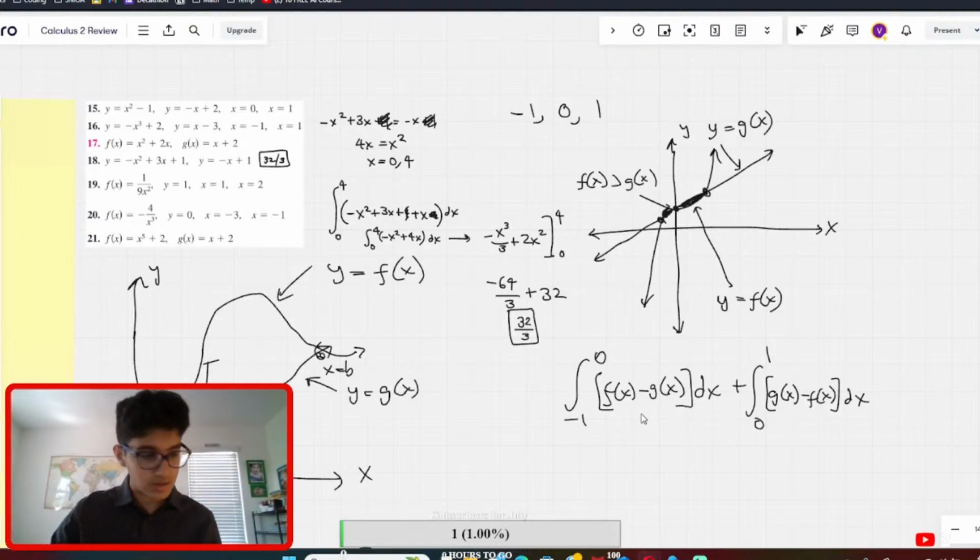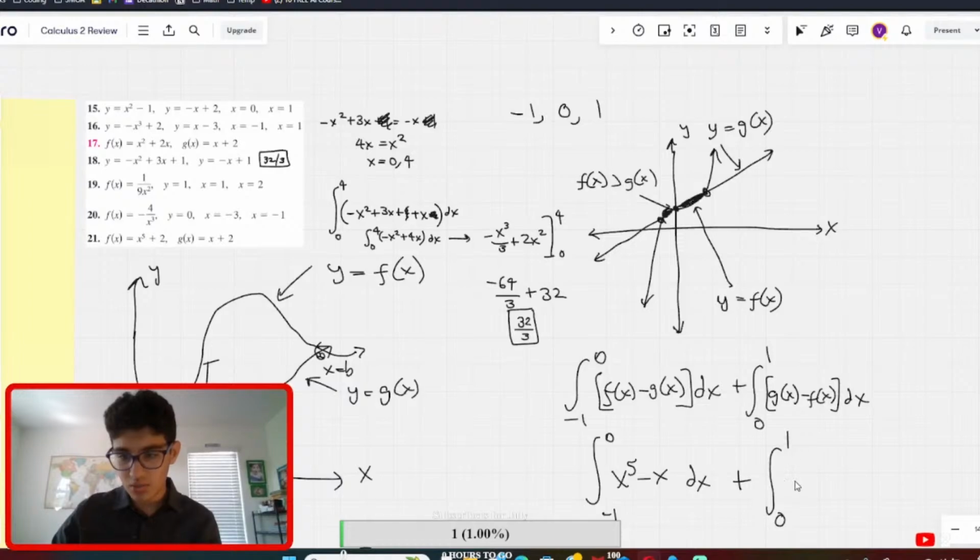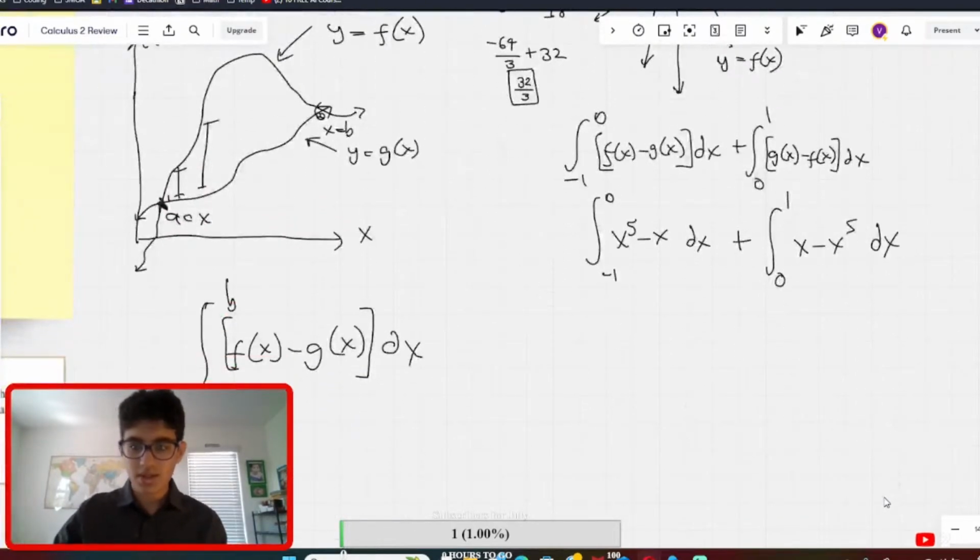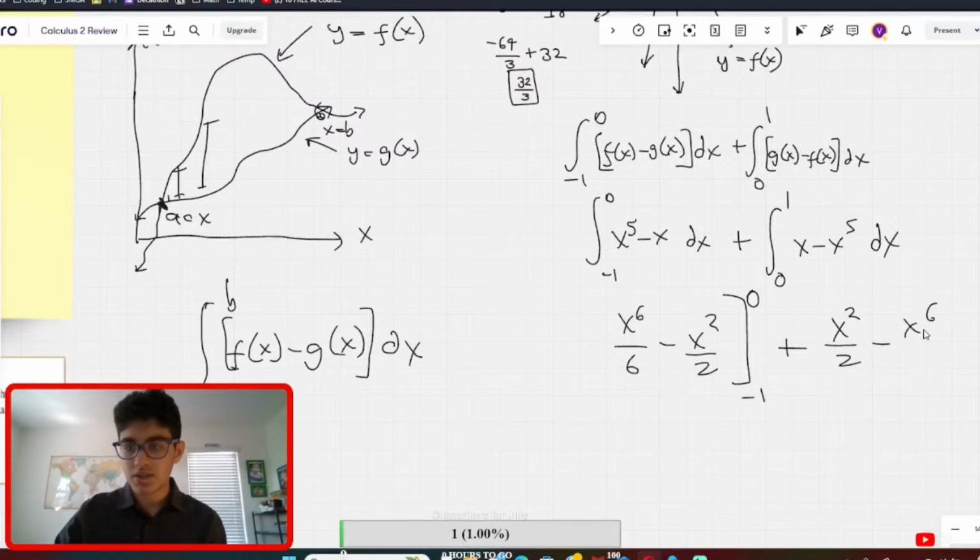Okay. So this one will just become x to the fifth minus x. You integrate that from -1 to 0 dx. I'm not putting the brackets just to save time. And then here we have from 0 to 1 x minus x to the fifth dx. When you integrate this, you get x to the sixth over 6 minus x squared over 2 from -1 to 0 plus x squared over 2 minus x to the sixth over 6 from 0 to 1.